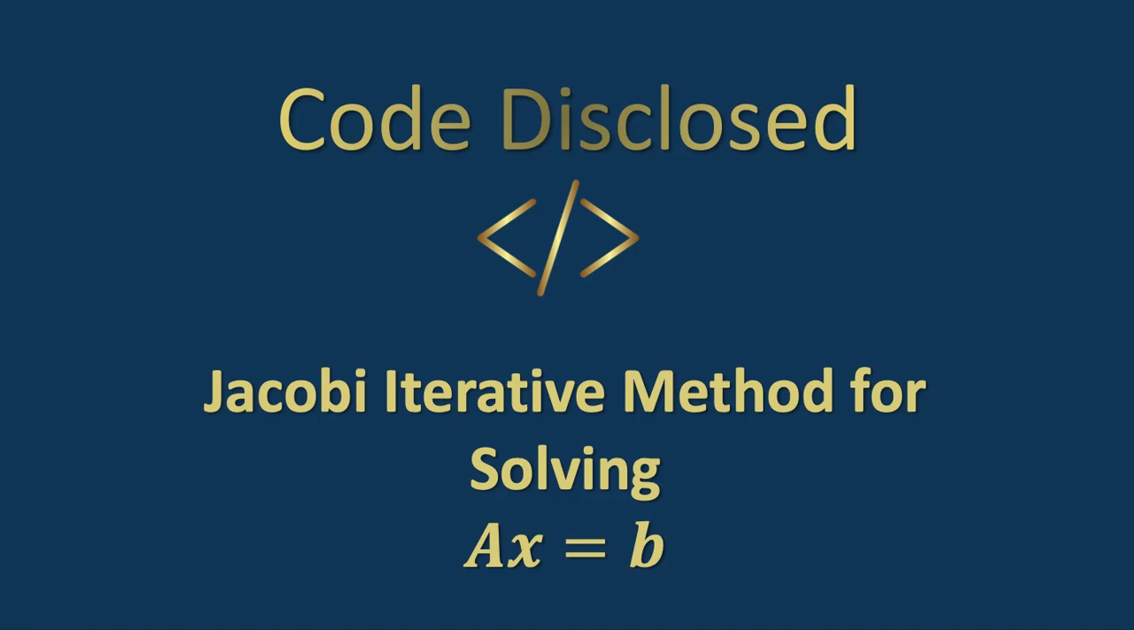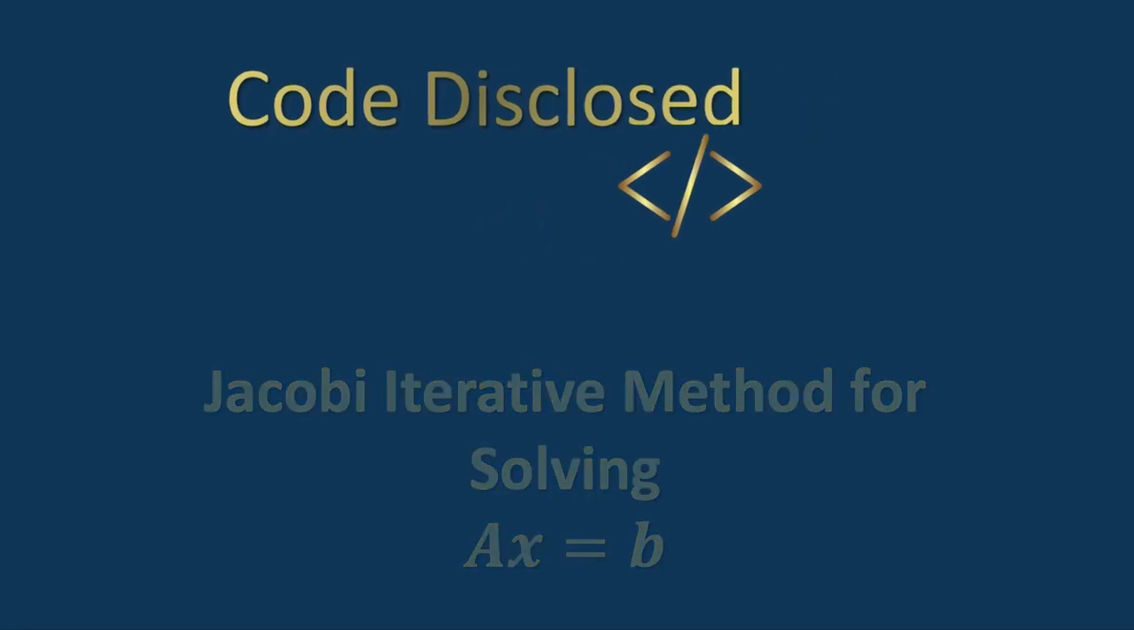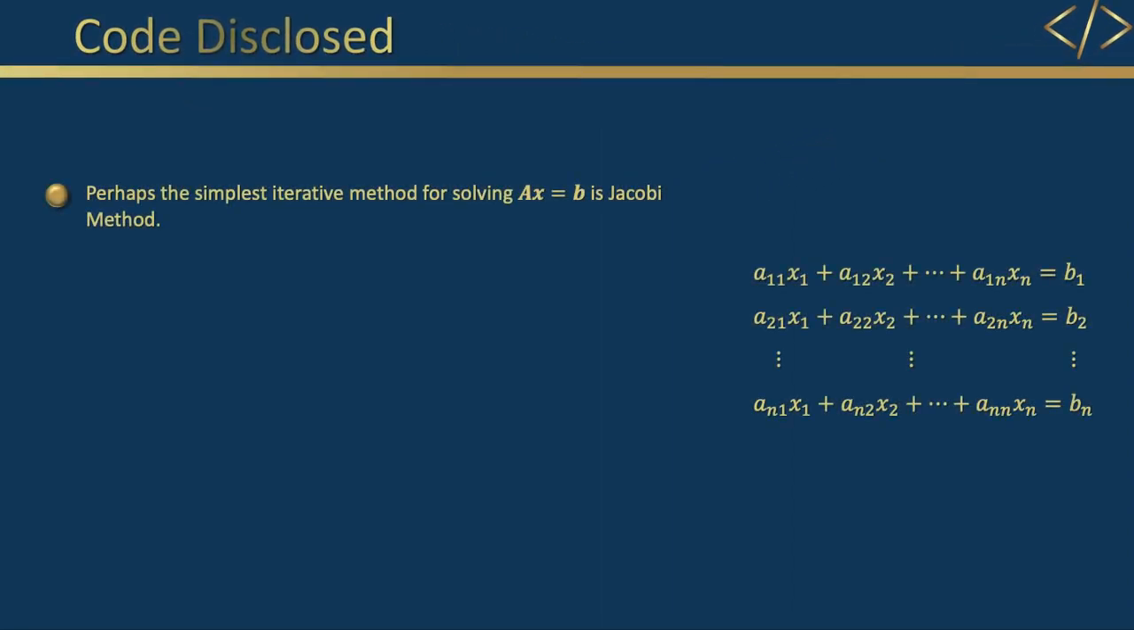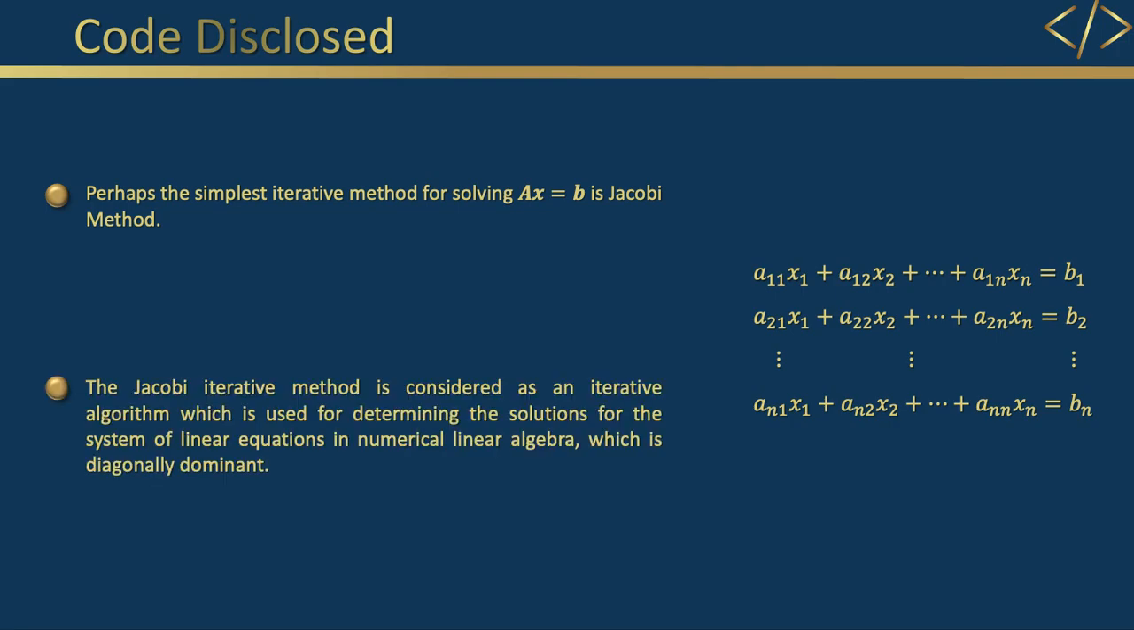Jacobi iterative method, and explain how we can use this method to solve a linear system of equations of the shape Ax equals b. Let's first understand what the Jacobi method is. The Jacobi method is the simplest iterative method for solving a linear system of equations, n equations with n unknowns.